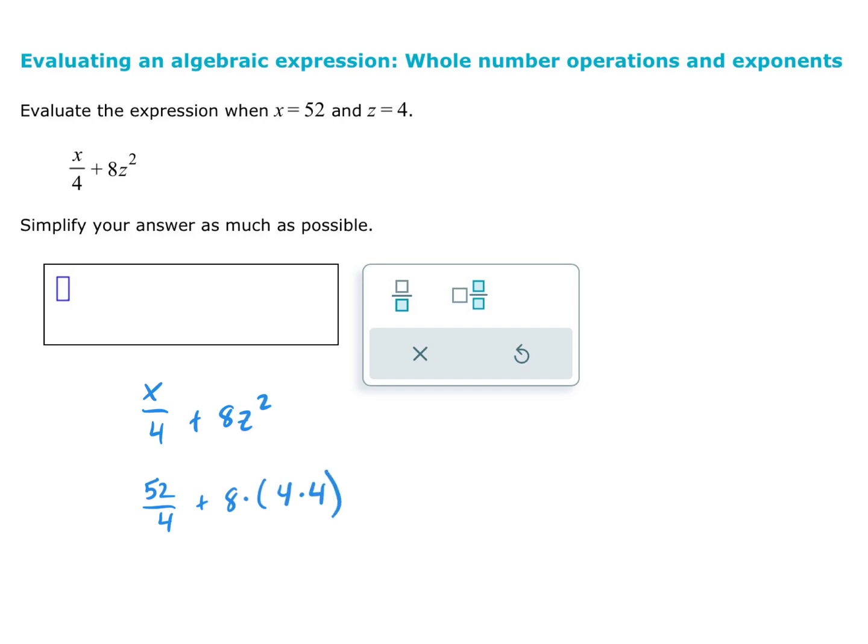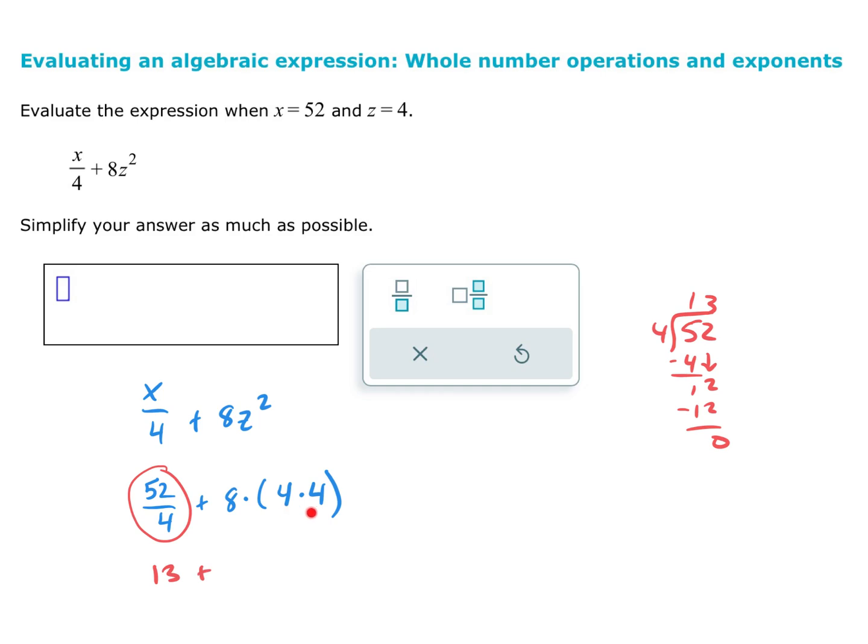And now order of operations says we're going to do multiplication and division, but in order from left to right. So 52 right here divided by 4 is our first part that we need to solve. And this is going to be equal to 13. So we have 13 plus. Then we need to do 8 times 4 times 4.